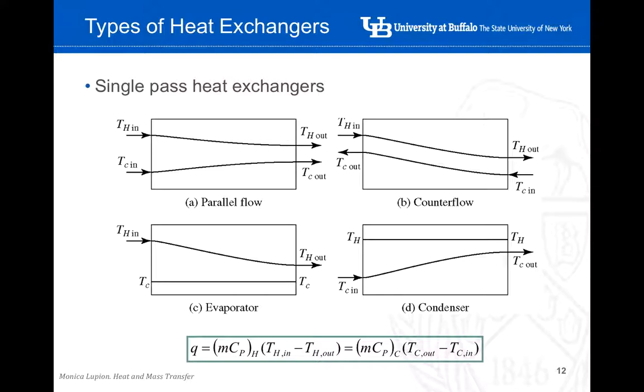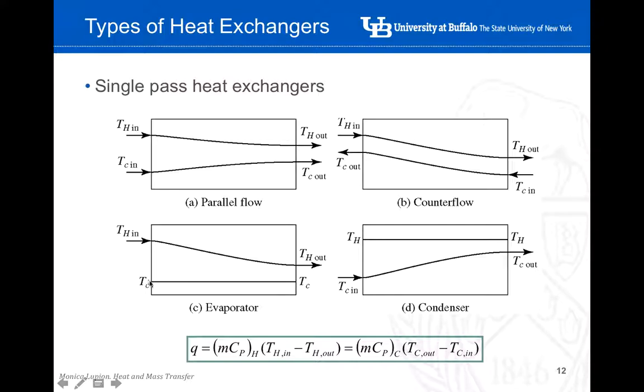The way we approach the solution and the analysis of these heat exchangers is by performing an energy balance. So you have here 4 different examples. This is a parallel flow, so both fluids flow in the same direction. Counterflow is when the fluids flow in opposite directions. These 2 cases are an evaporator and a condenser.